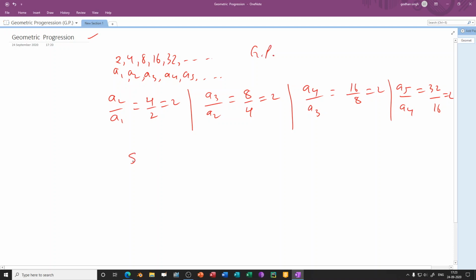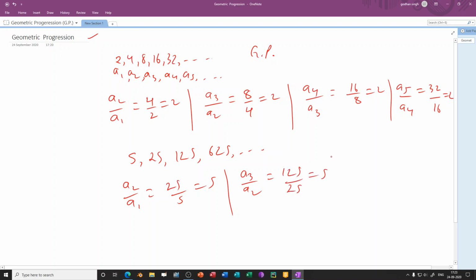Let's take another example. Suppose we take 5, 25, 125, 625 and so on. You can see the ratio of A2 by A1 will be 25 by 5, that is 5. Then A3 by A2 will be equal to 125 divided by 25, and that again will be 5. Then A4 by A3 will be equal to 625 over 125, and that is again 5.